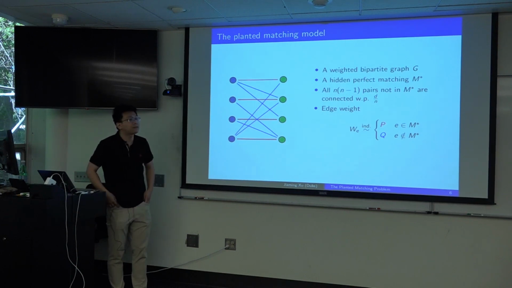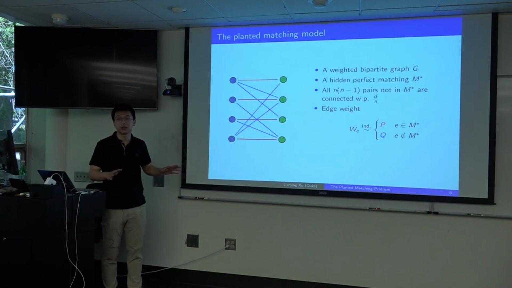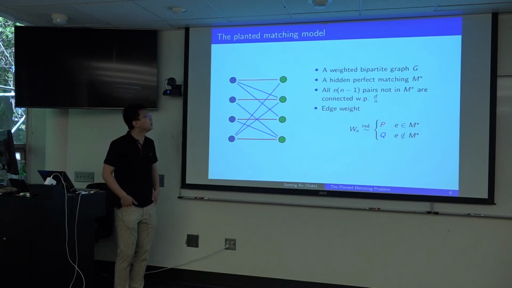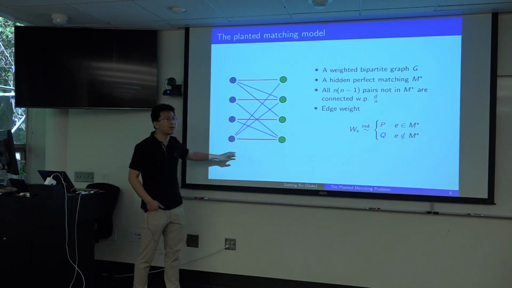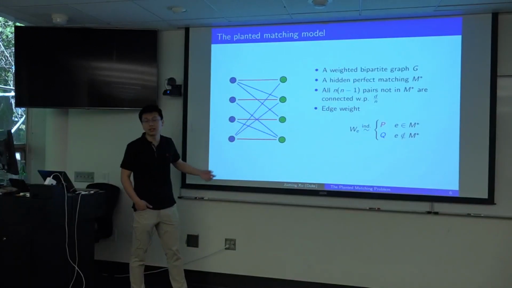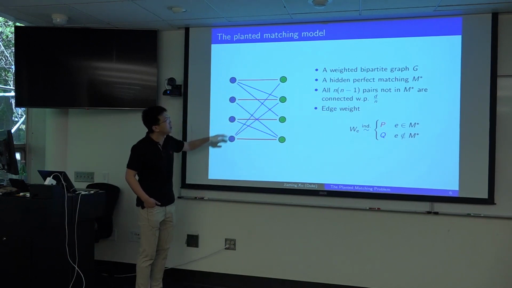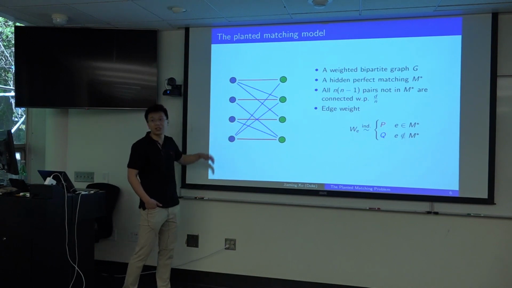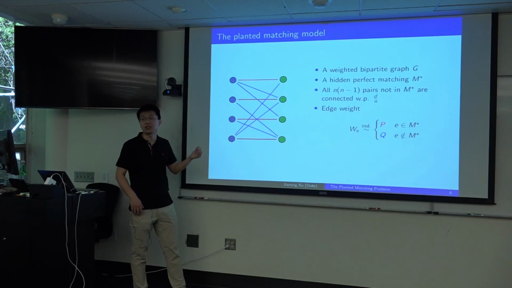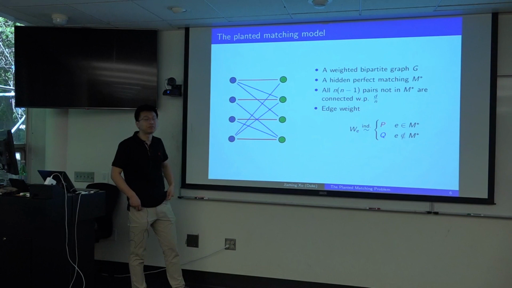So let me first formally describe the planted matching model. It's actually a very simple model. Later I'm going to tell you where this model comes from in applications. Basically, consider you have a bipartite graph. You have left nodes and right nodes, and the edges are weighted. Here you have some hidden perfect matching, M star, denoted by these red edges. They are drawn crossing straight, but this is just for a simple illustration. You could actually have perfect matchings in different ways.